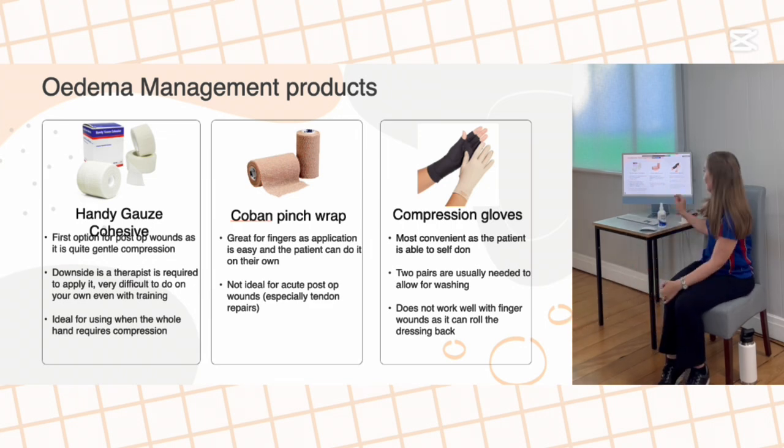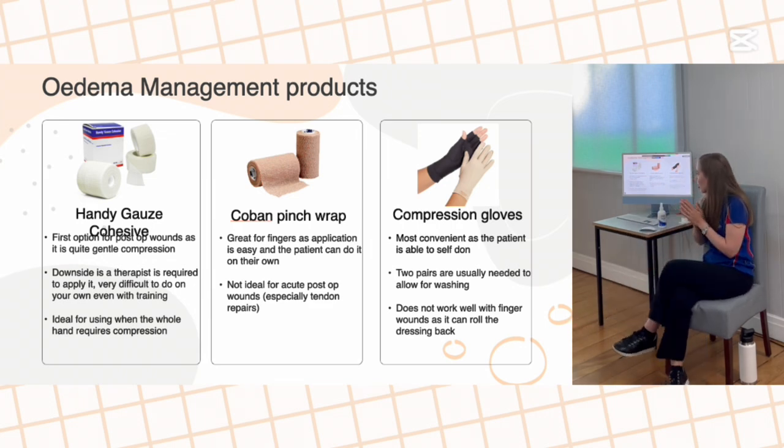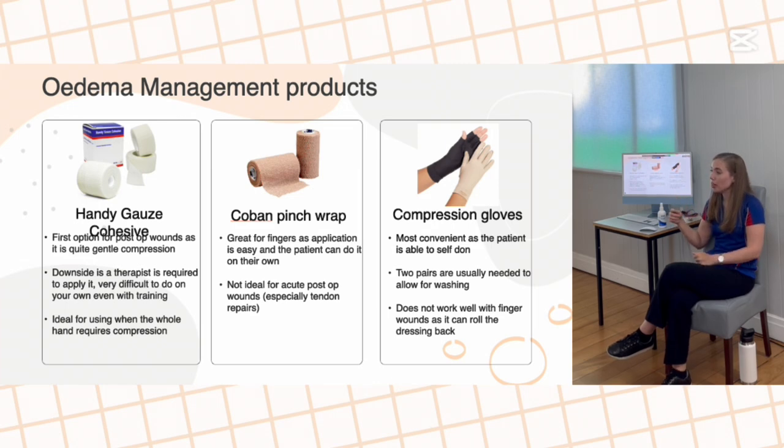The other one that I like using is Coban. This is something we would use a few weeks after surgery, but it's easy for the patient to put on themselves. It's thicker than that material, and when you apply it, the stretch will go down, whereas with the Handy Gauze, it will stay at the amount of tension you put it at. It's not going to scrunch down on itself.